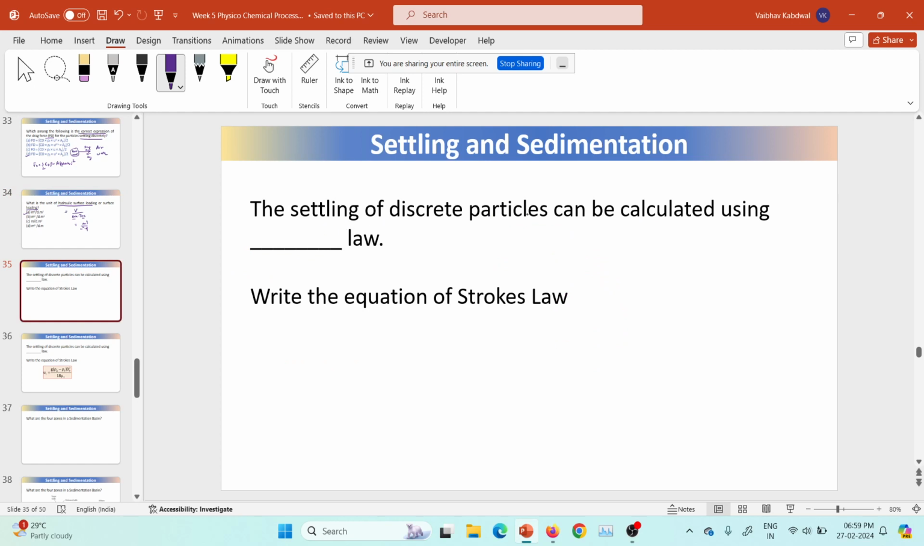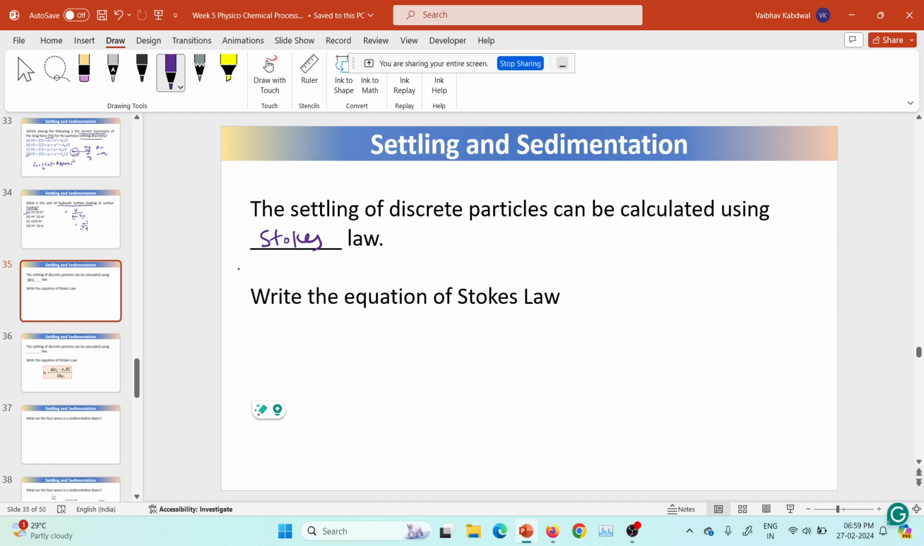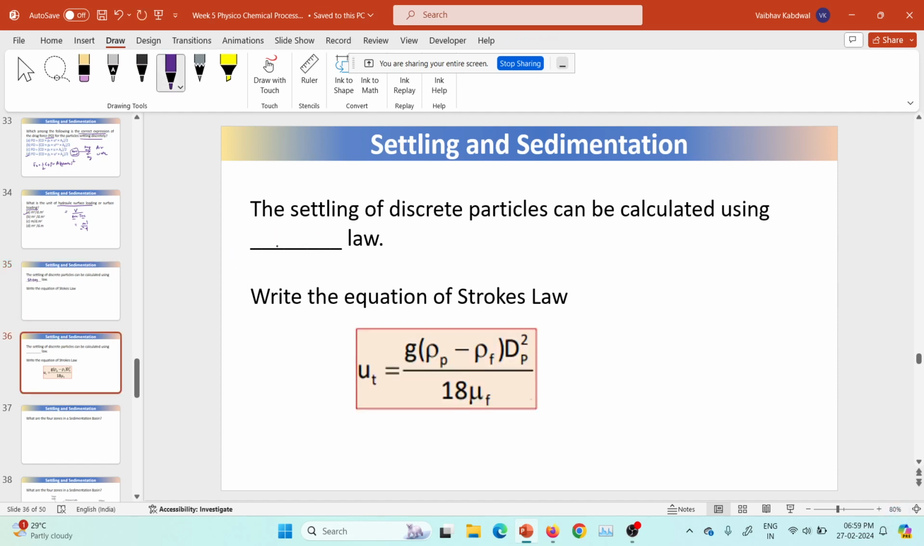The settling of discrete particles can be calculated using Stokes law. It is Stokes, actually. It's with the help of Stokes law. So the equation of Stokes law is this: g, density of particle, density of fluid.